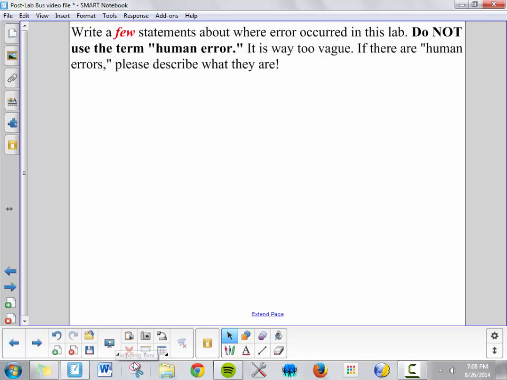And then in the final portion, you'll want to discuss what errors occurred in this lab. What sort of things occurred in your measurements and in the process that would have led your team to get results that were not completely accurate? You are not allowed to say measurement error, you are not allowed to say calculation error, and you should never say human errors. You must be very specific in the process to describe exactly what occurred that would have given you inaccurate results.